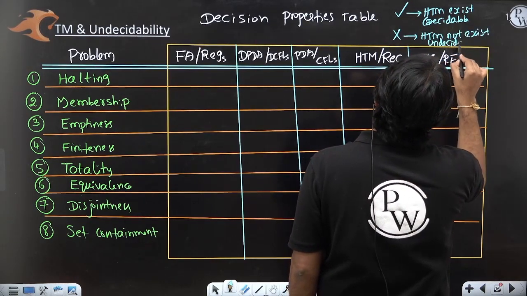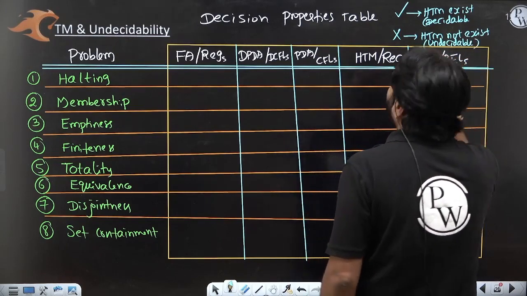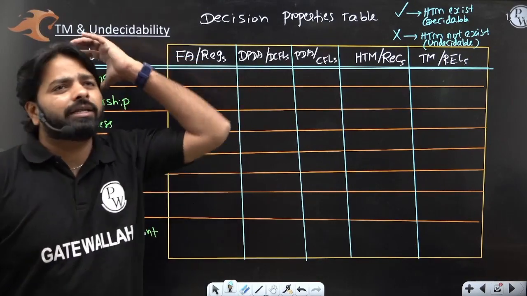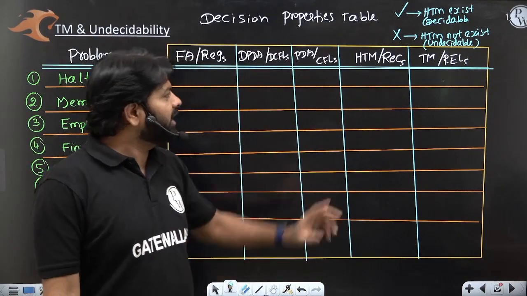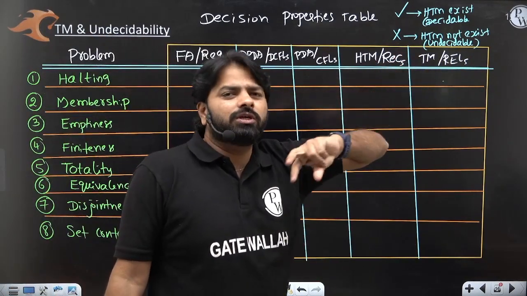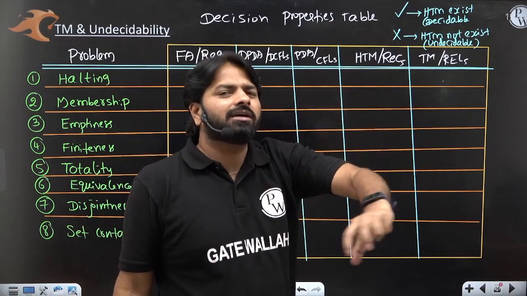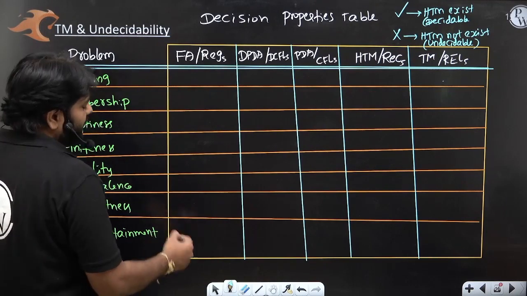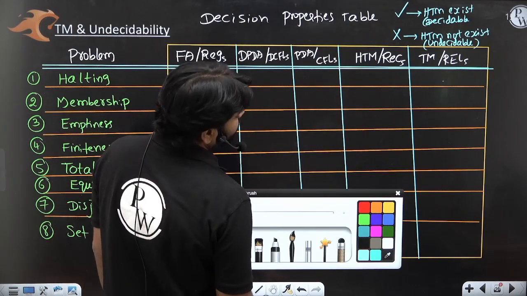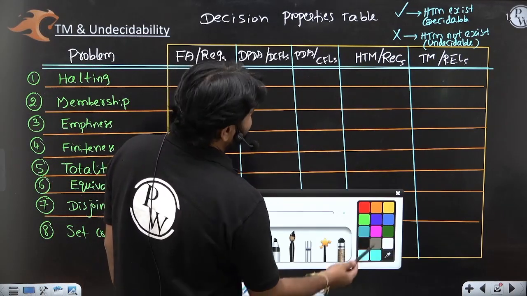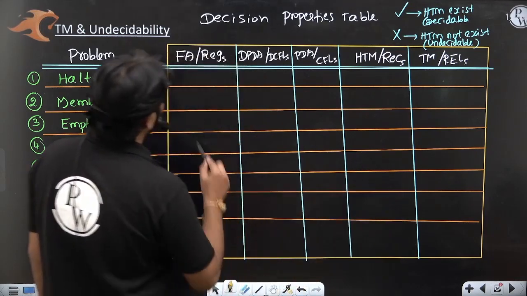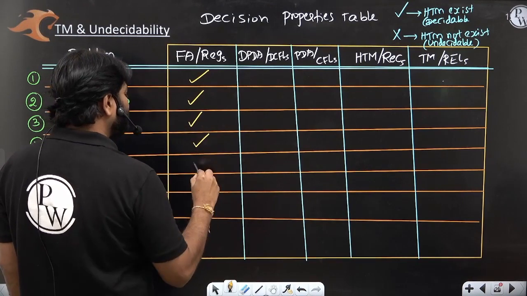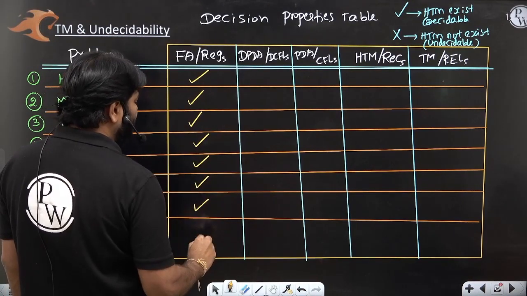But I'm not saying exactly which kind of undecidable, because undecidable is again of two types: a TM may exist, or a TM may not exist. Here we are only talking about whether an HTM exists or not. If you really want to know which undecidable, you need to go a little deeper to understand each and every property here. Now, I'm just putting tick marks for decidability. The first column is so easy to remember. All these problems are decidable.